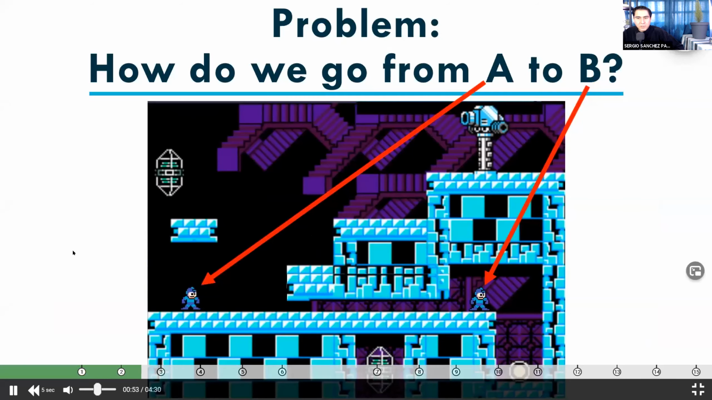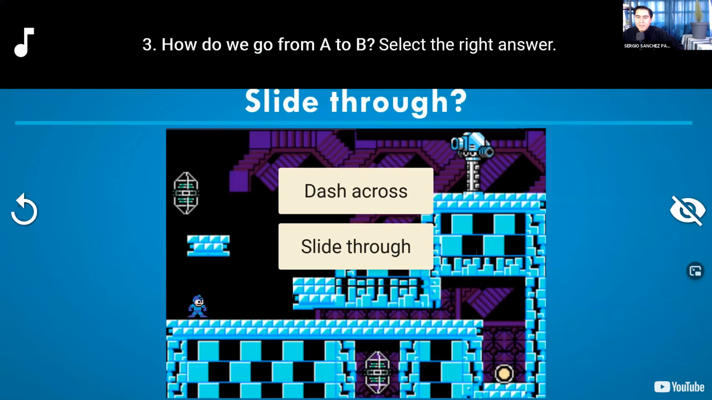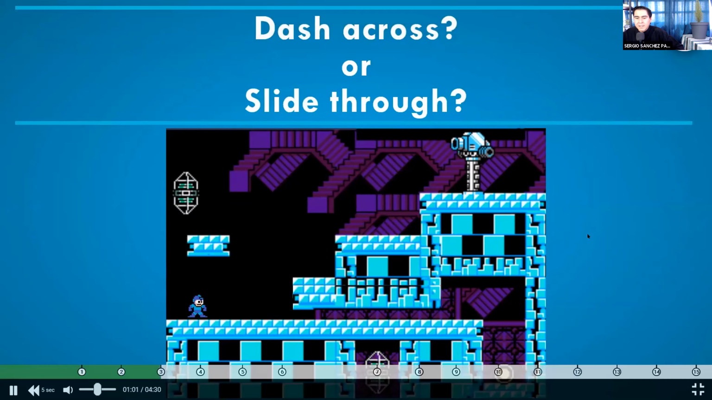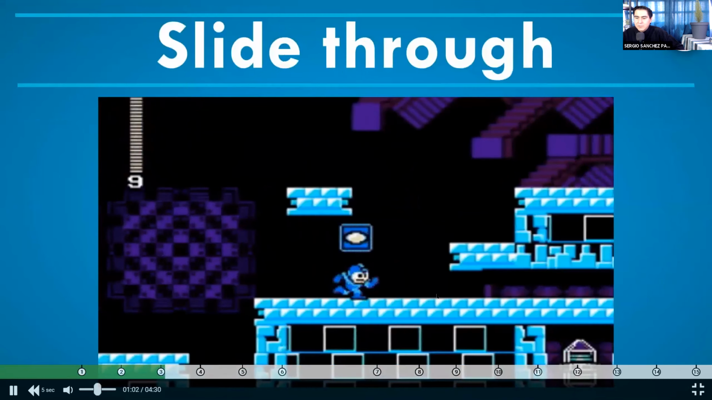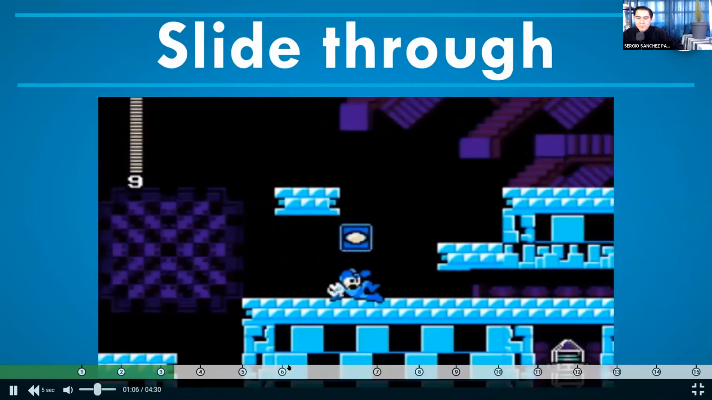And next problem, how do we go from A to B? And we're approaching the question, dash across or slide through. We're given two options, dash across or slide through. I'm going to go for slide through. I'm told that that's the right answer. I click on continue, and I can now look at the stimulus showing how he slides through.